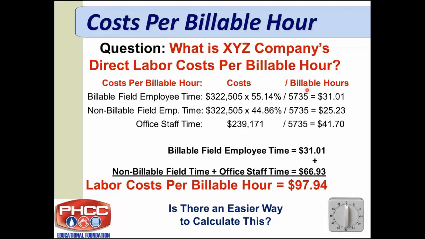And I'm going to add a couple of these numbers together. I'm going to add the 25 and 41 together because I want to show the actual billable time for our field employees at 3101, and then everything else, the non-billable field time and the office staff time, where we're not recovering any dollars from doing work in the customer's home, and that's $66.93. Our total labor cost per billable hour for this company clocks in at $97.94.